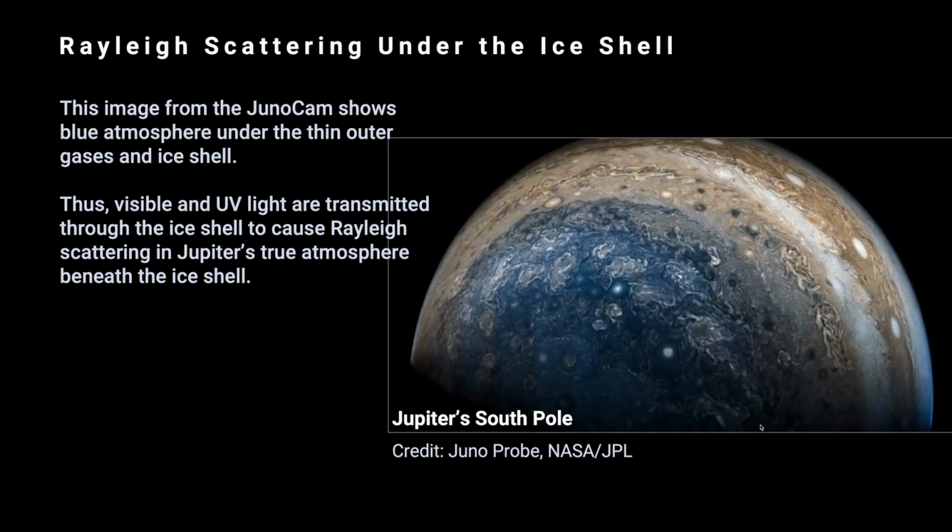This image from the Juno cam shows blue atmosphere under the thin outer gases and ice shell. Thus, the visible and UV light are transmitted through the ice shell to cause Rayleigh scattering in Jupiter's true atmosphere, which is beneath the ice shell.